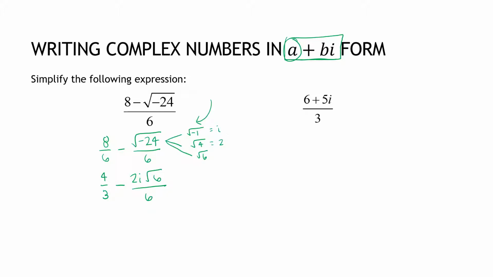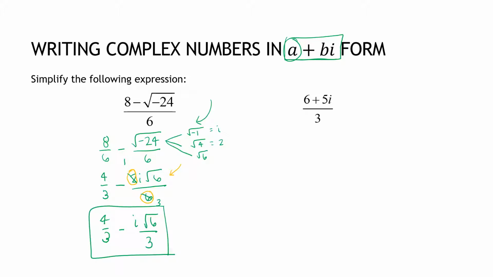And I'm still not done because I want it simplified all of the way. And as I notice, I've got a 2 and a 6. I cannot reduce the 6 inside the radical. It has to be outside. But the 2 and the 6 will reduce. So I have 4/3 minus, and then the 2 reduces to 1, and the 6 reduces to 3. So I just have i radical 6 over 3.